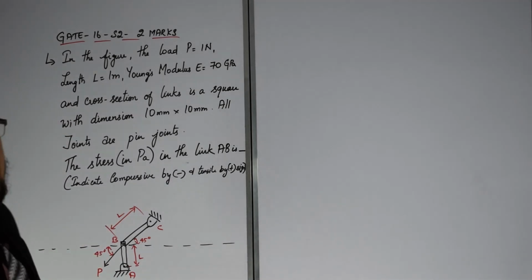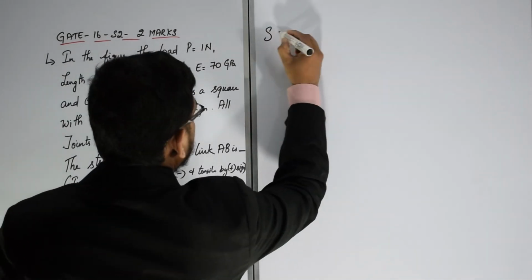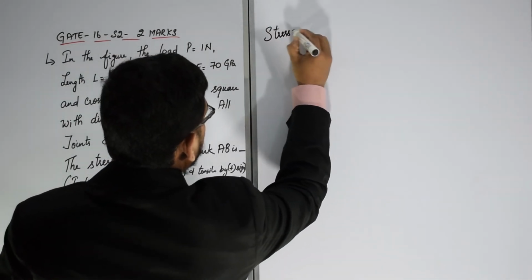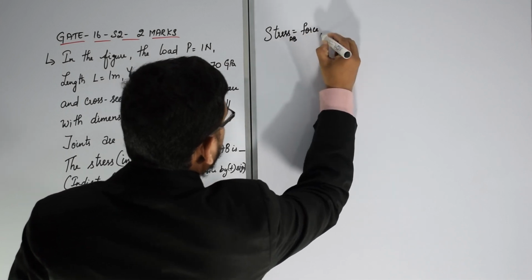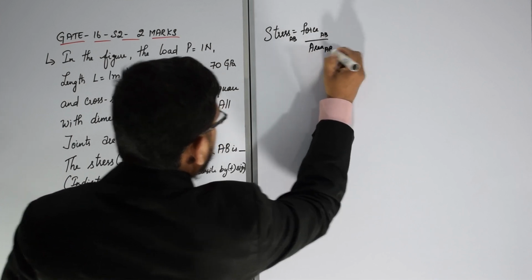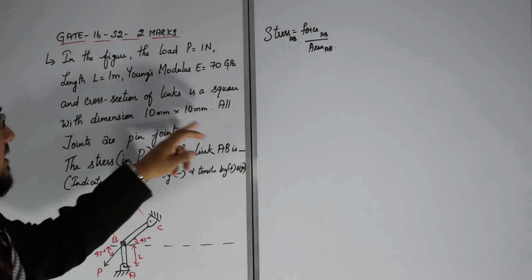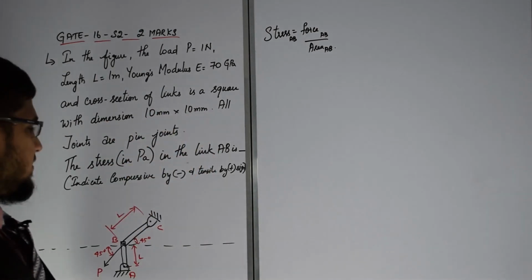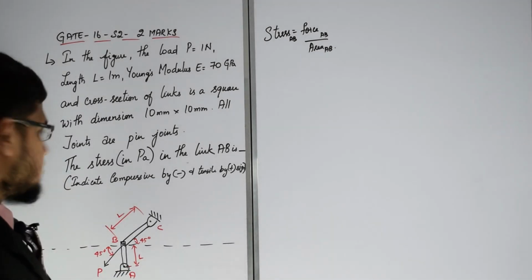We all know stress equals force by area. So we'll just write it as it is. Stress in AB equals force of AB by area AB. They have given the area already, which is a square of 10 mm by 10 mm. So we need to find the force in AB. How do you think we can solve this?